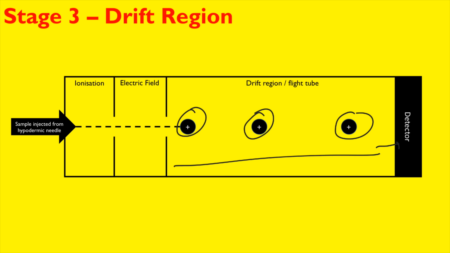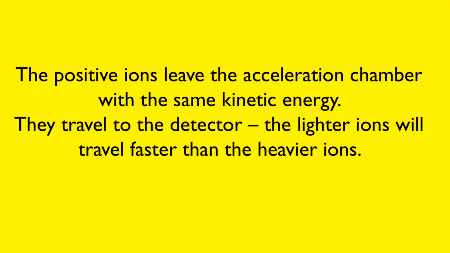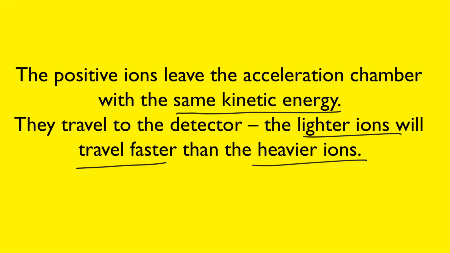So this drift region is the same distance, it's the same length, so each ion will take a different amount of time depending on how heavy they are. So the positive ions leave the acceleration chamber with the same kinetic energy, they travel to the detector, and the lighter ions will travel faster than the heavier ions. Those are the key points there.